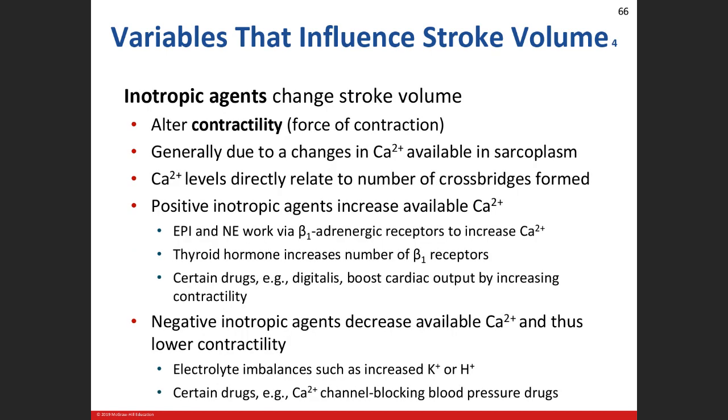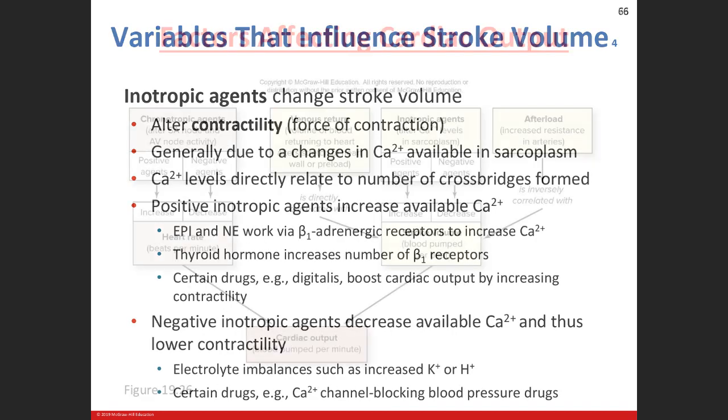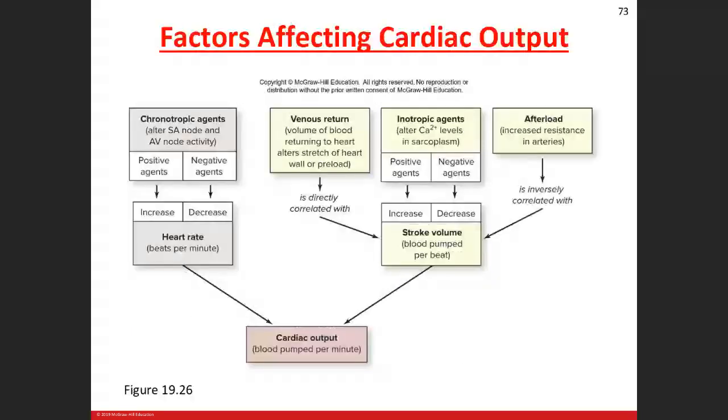Okay, so that's venous return. Let's jump down to this slide here. All that is one of the factors that's going to influence the stroke volume. All that we just talked about.